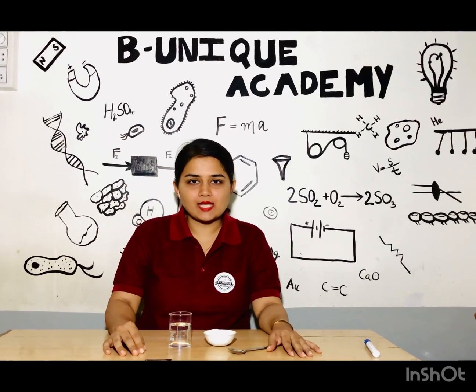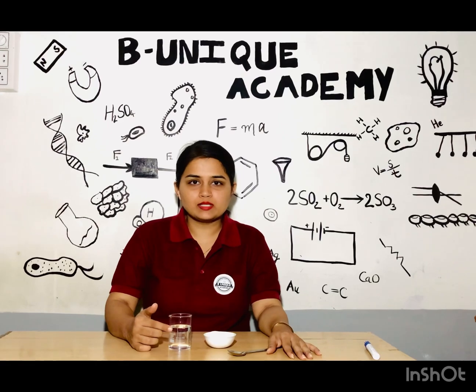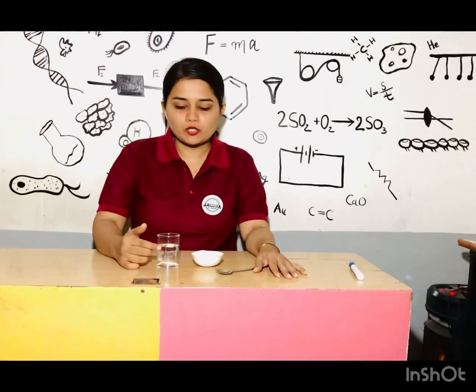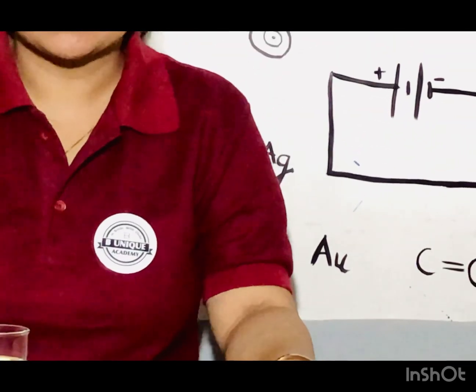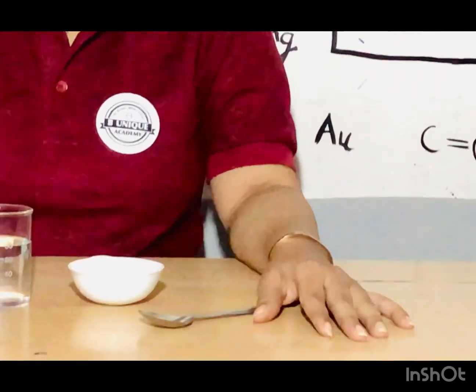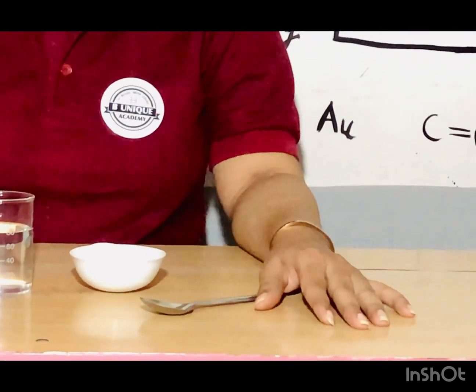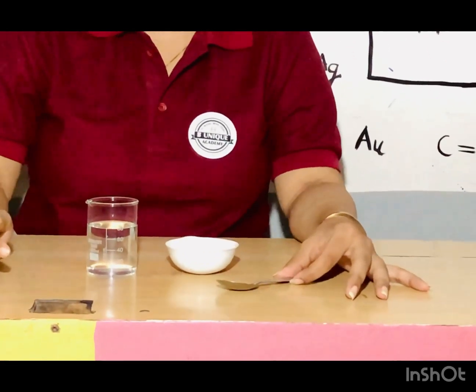As you can see here, the apparatus that I have taken is an 80 ml beaker filled with 80 ml of water. You can look here that the water level here is 80 ml. Next, we have taken salt, and to stir we have a spoon.